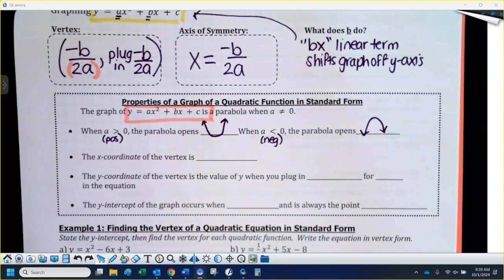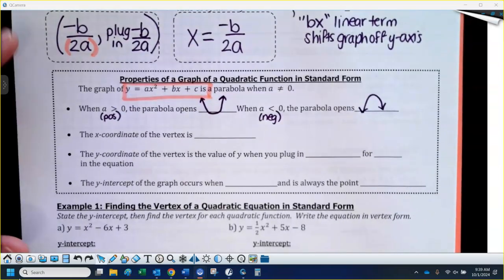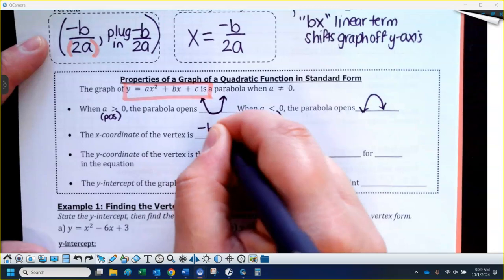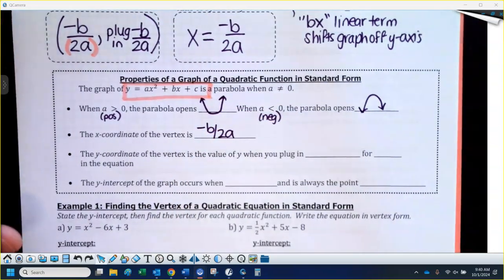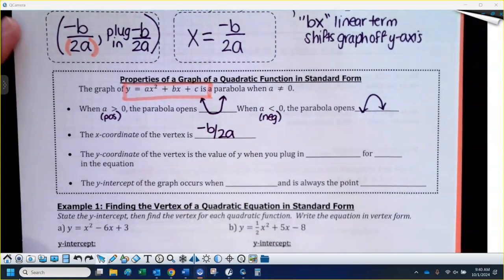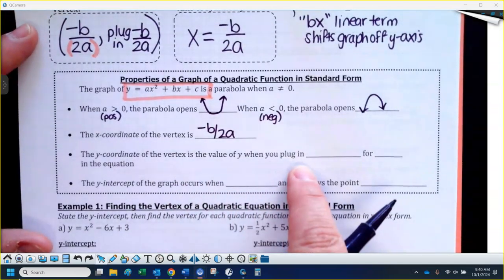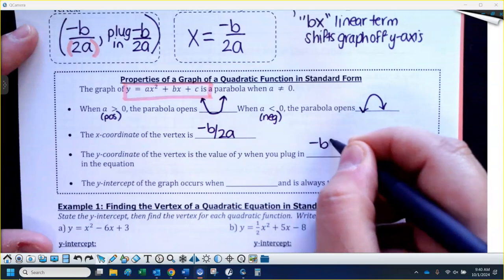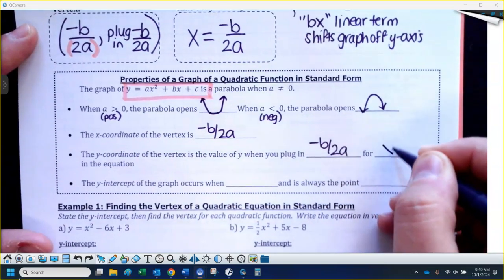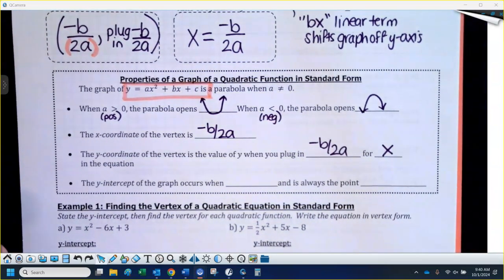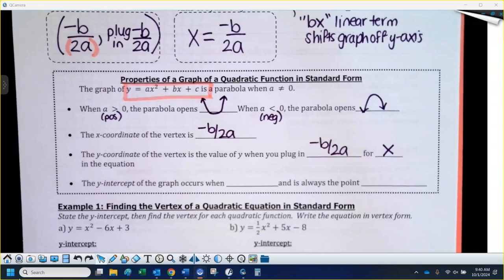And then hopefully by the time we're done writing this little box, you guys will memorize this formula. Okay, the x-coordinate of the vertex is whatever negative b over 2a ends up being when you simplify that. The y-coordinate of the vertex is the value of y when you plug in negative b over 2a for x in the actual equation. So you have to have the equation of the quadratic. You're going to plug in that number for x, and the result will be y.